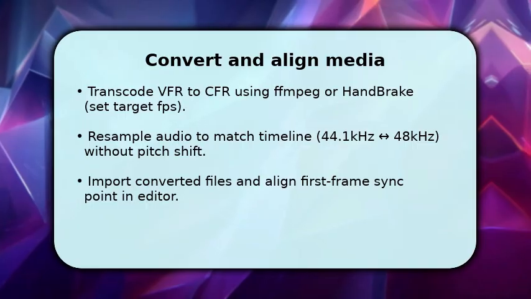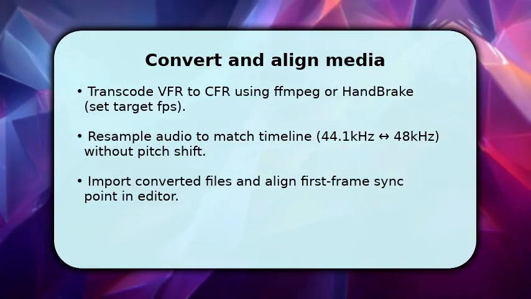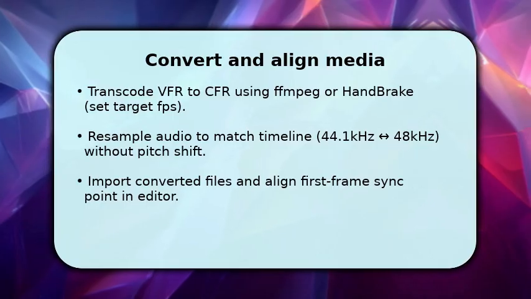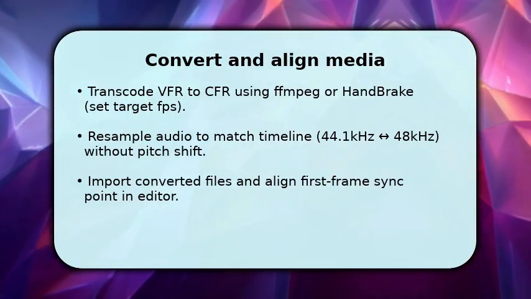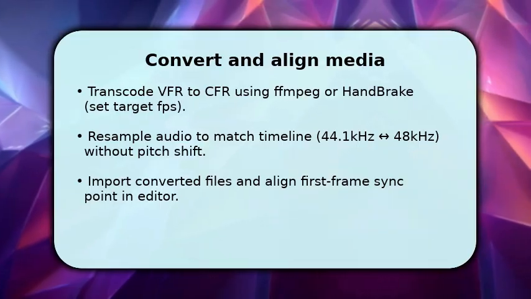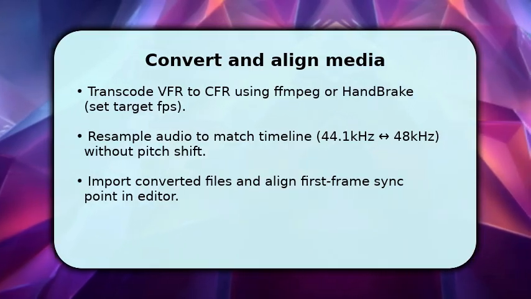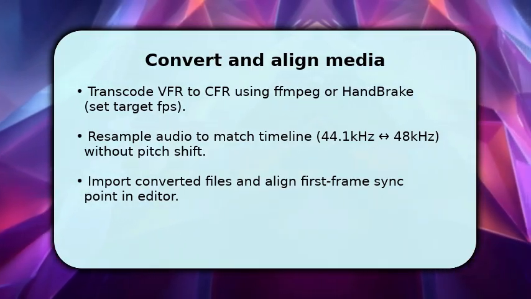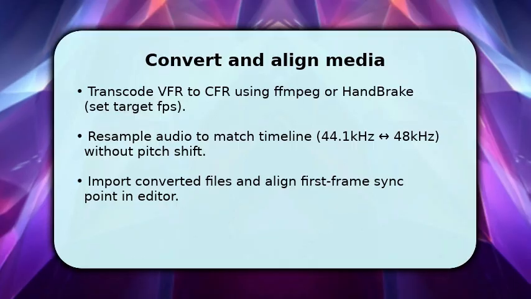Next, resample audio to the project sample rate using a high-quality resampler so timing stays intact without pitch change. Once converted, import both tracks and place the known sync point, clap, slate, or spoken marker on the same frame. After that, play a 10-30-second section to confirm alignment before continuing. This prevents propagating an error through the whole project.